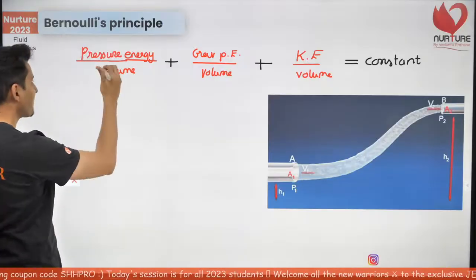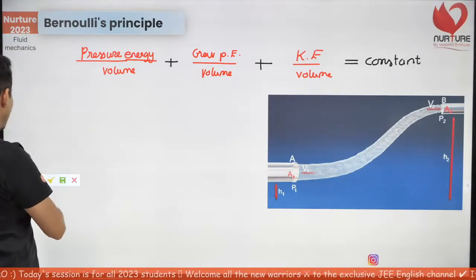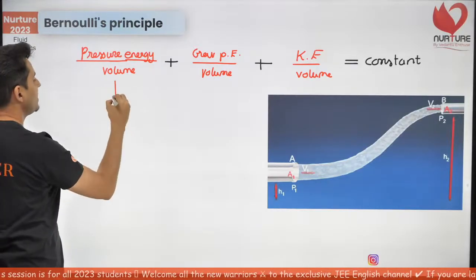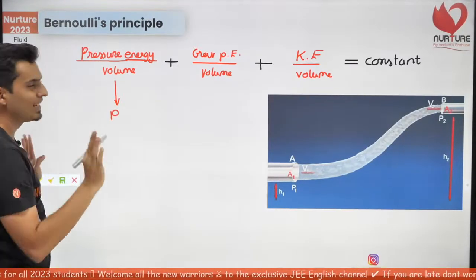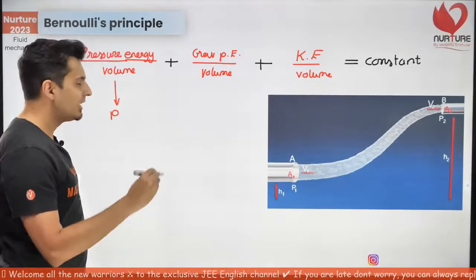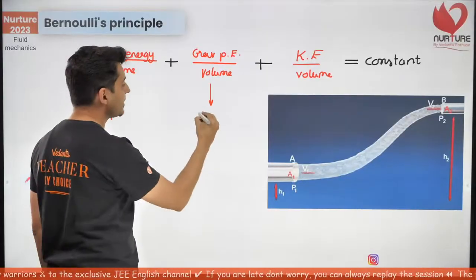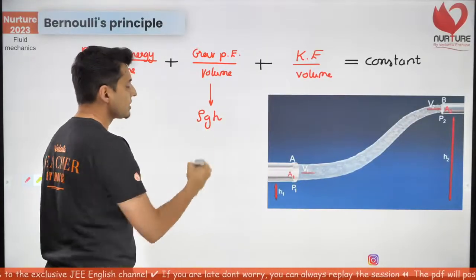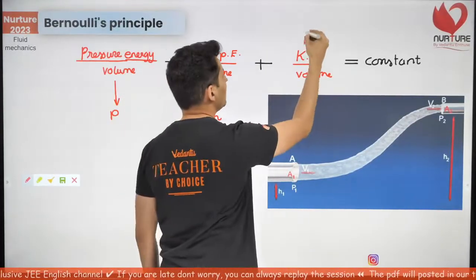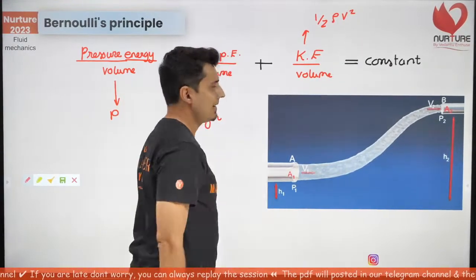So this is what is constant, and the value of the pressure energy per unit volume is just the value of P. You can check it dimensionally as well. It comes out in joules per unit volume. Gravitational potential energy per unit volume comes out to be rho gh, and kinetic energy per unit volume comes out to be half rho v squared.